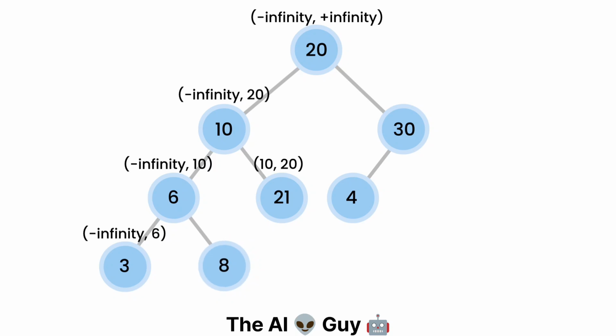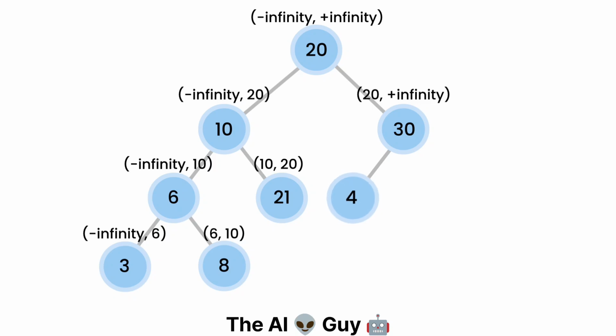What about this node? This node is on the right side of 6 and on the left side of 20. So the range of values we can have here is from 6 to 10, excluding these values. What about this node? Again, the value we store here should be greater than 20, and there is no limit in terms of the maximum value, so the valid range here is from 20 to plus infinity.